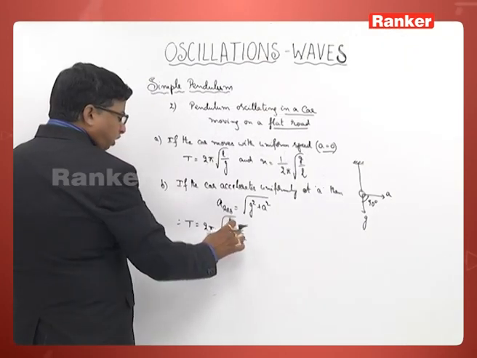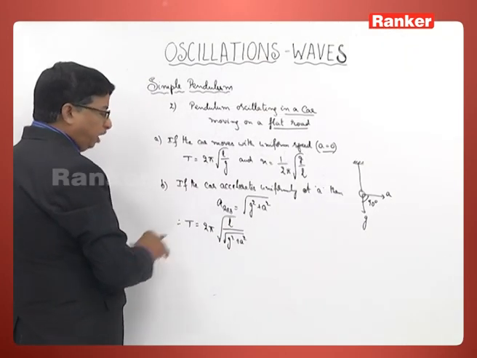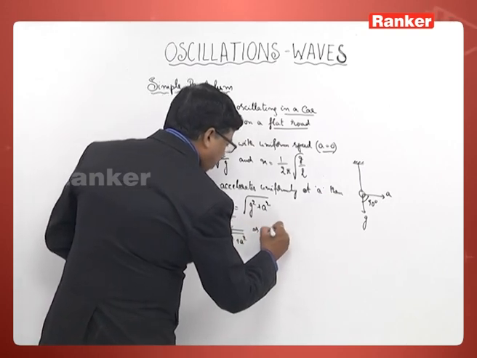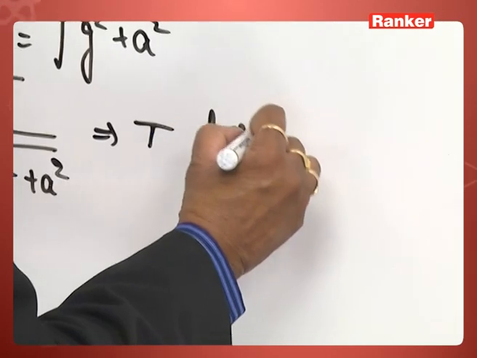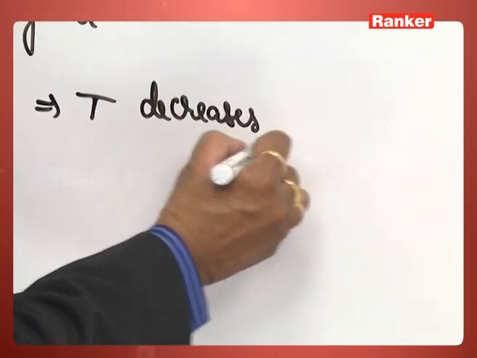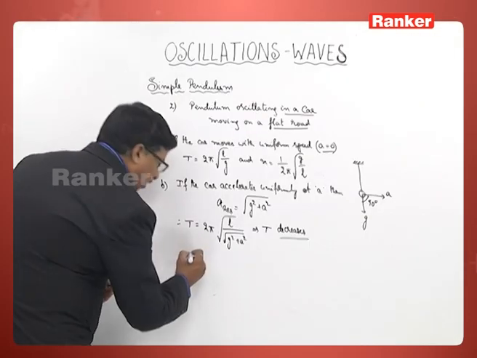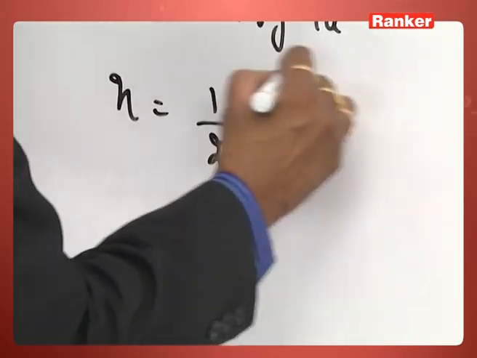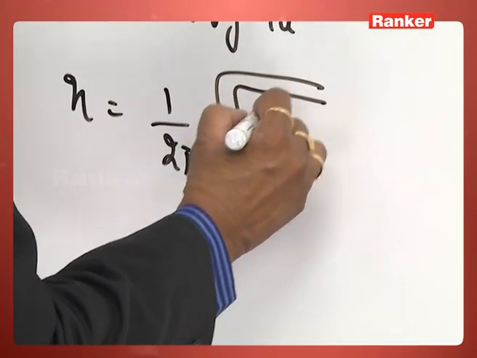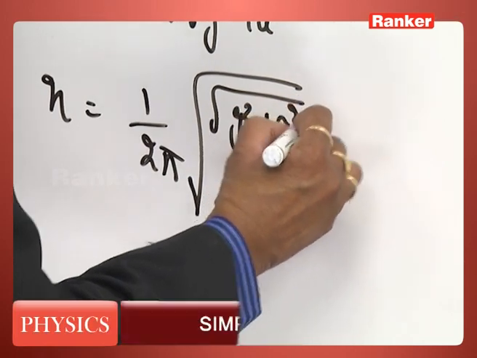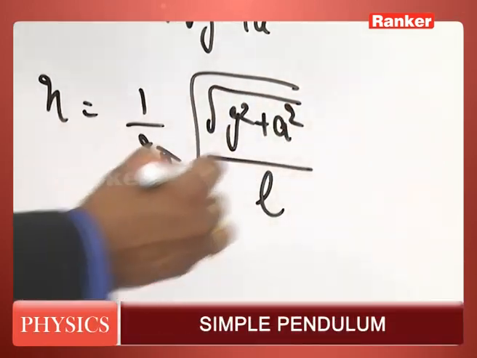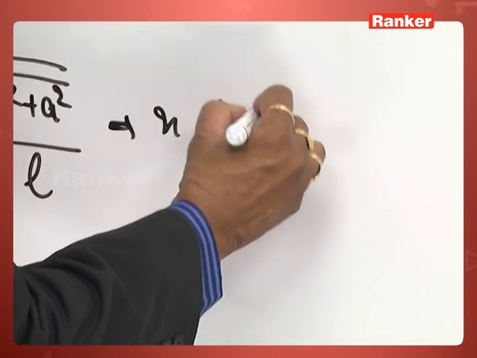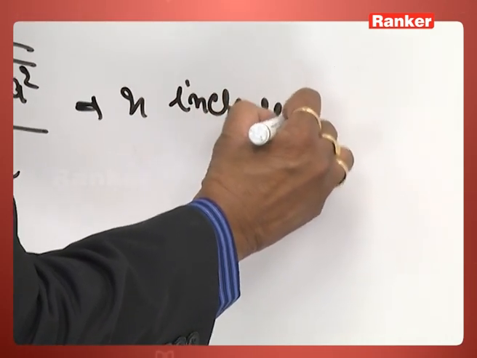So, surely the effective acceleration is going to be greater than g. Therefore, what should be your observation? T decreases. Similarly, what is the frequency? 1 by 2 pi under root over g square plus a square by L. Then automatically one can say that frequency increases in this case.